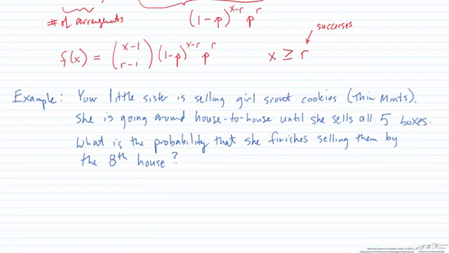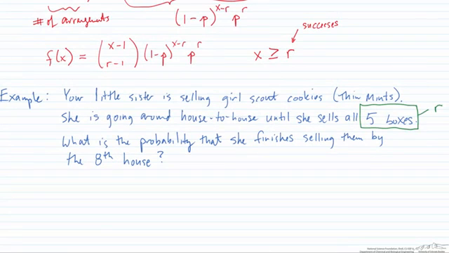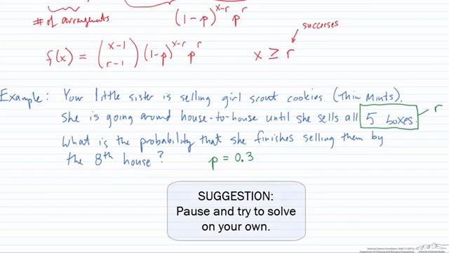So I've got an example problem here. Your little sister is selling Girl Scout cookies. She's going around house to house until she sells all 5 boxes. What is the probability that she finishes selling them by the 8th house? So we have a fixed number of successes. The number of successes is 5. There's one thing I left out here, and that is the probability that any one house decides to buy a box of Thin Mints is 30%.